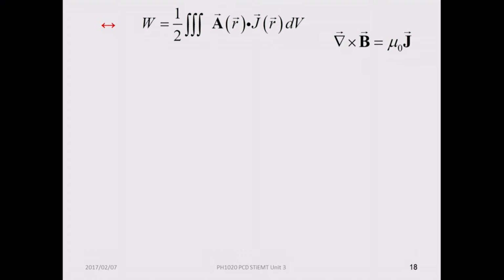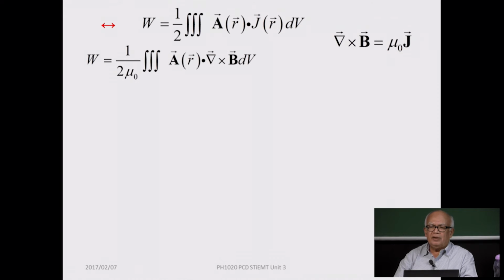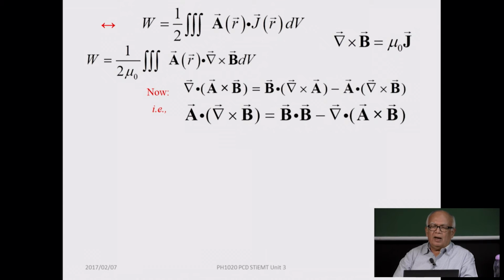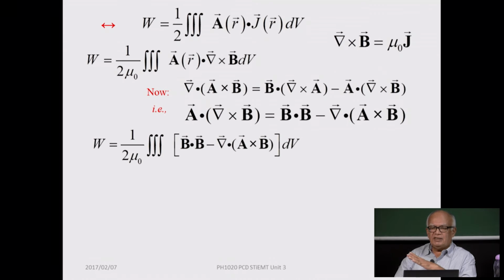So, now let us use Maxwell's equation over here for J, and then rewrite the expression for the work done, okay, and use this vector identity, because curl of B is what you can get from the curl of A cross B. A is the vector potential, B is the magnetic field, and by using this identity you get it in terms of B square minus the divergence of A cross B.